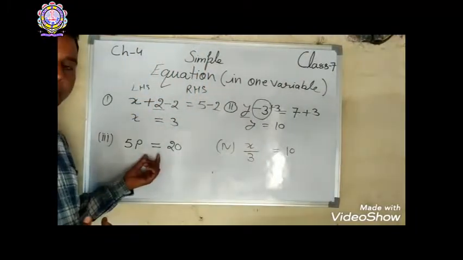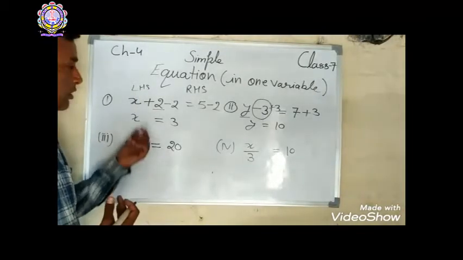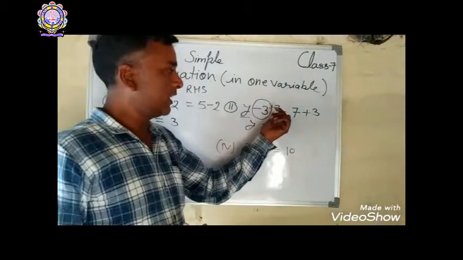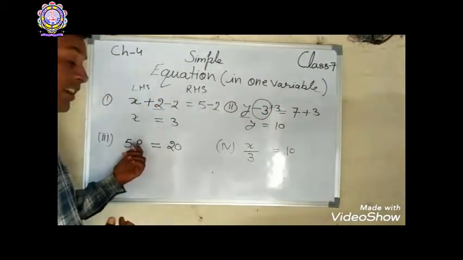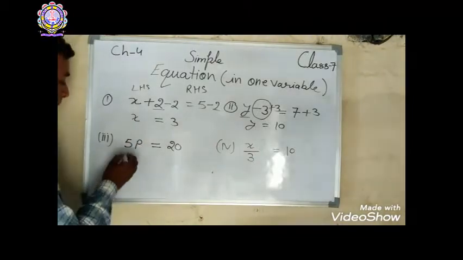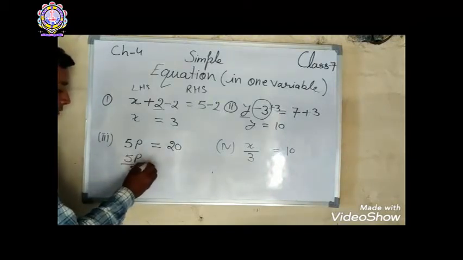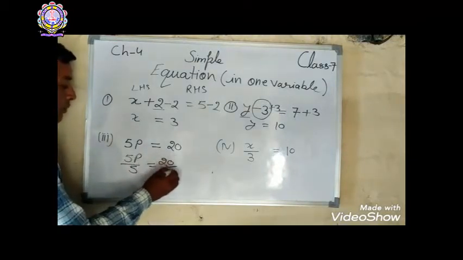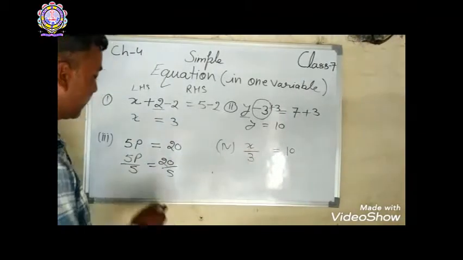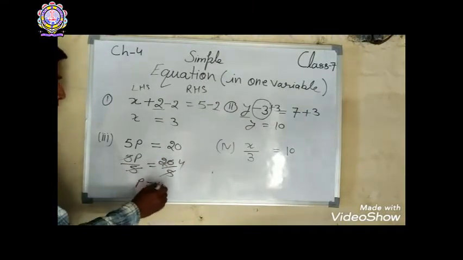Here, there is a multiplication, so we do the division, just the opposite. Here is a plus, so we subtract. Here is a minus, so we add. Here, this is a multiplication, so we do the division. Divide both sides: 5p upon 5 is equal to 20 upon 5. We do both sides the same. So you get 5 ones are 5 and 5 fours are 20. So p is equal to 4.